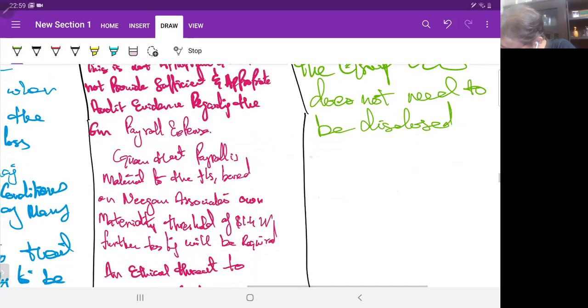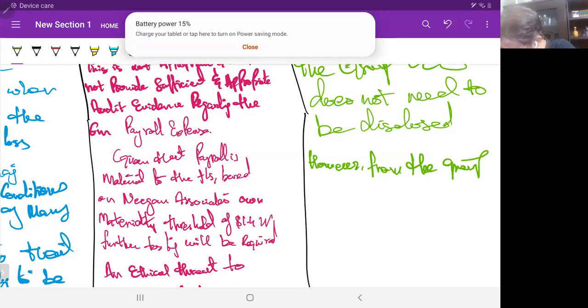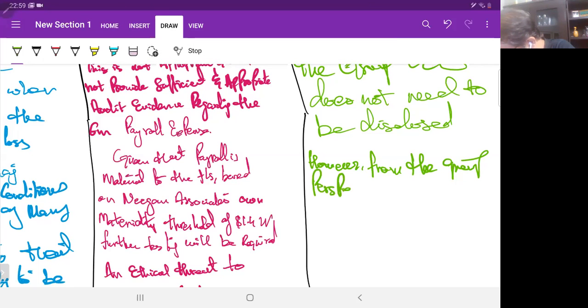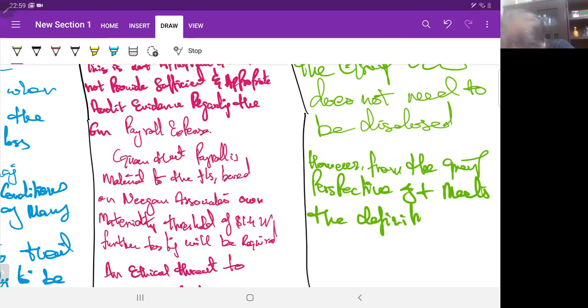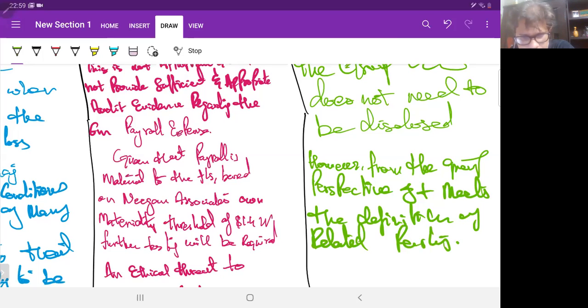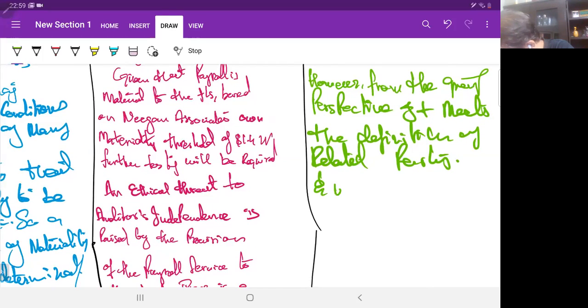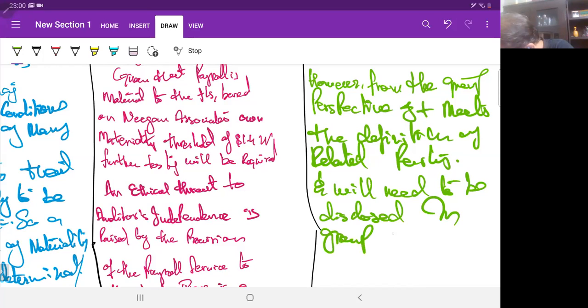However, from the group perspective, it meets the definition of a related party transaction, and will need to be disclosed in the group consolidated financial statement.